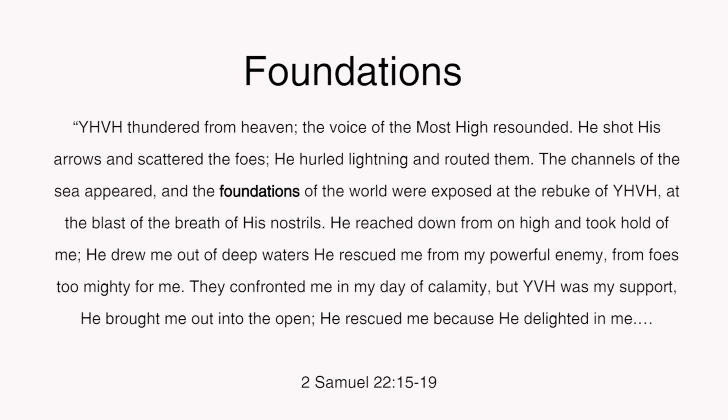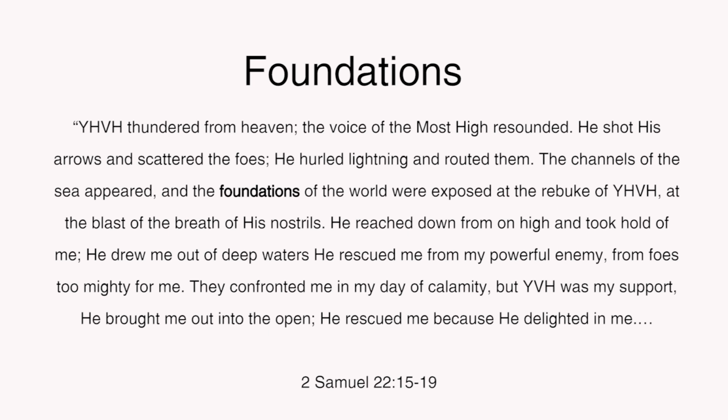2 Samuel 22:15-19 says, "Yahweh thundered from heaven. The voice of the Most High resounded. He shot arrows and scattered the foes. He hurled lightning and routed them. The channels of the sea appeared, and the foundations of the world were exposed at the rebuke of Yehovah, at the blast of the breath of his nostrils. He reached down from on high and took hold of me. He drew me out of deep waters. He rescued me from my powerful enemy, from my foes who were too strong for me. They confronted me in the day of my disaster, but Yehovah was my support. He brought me out into the open. He rescued me because he delighted in me."